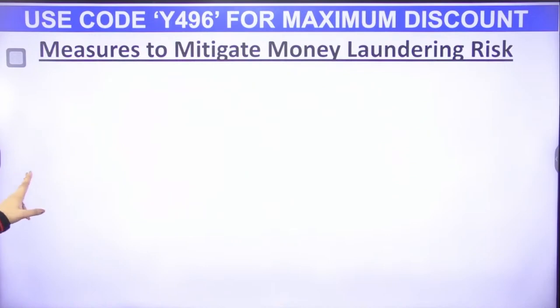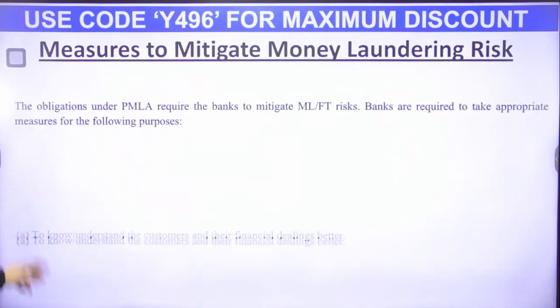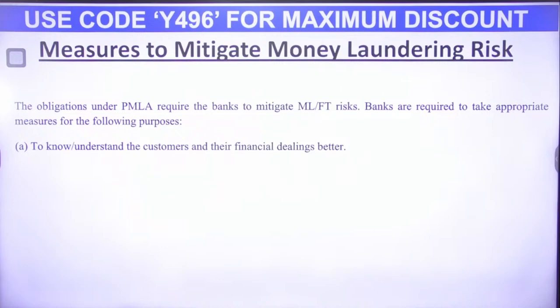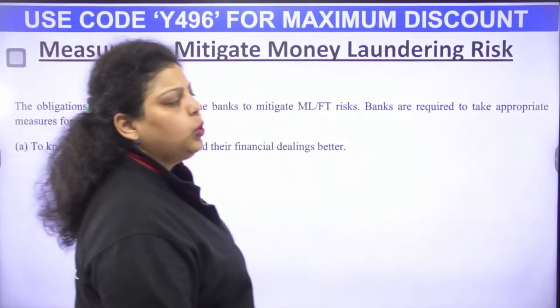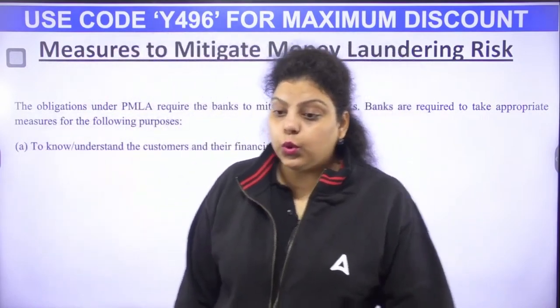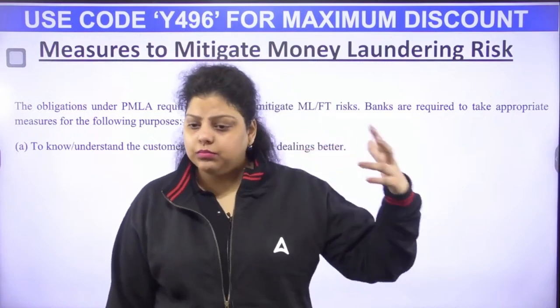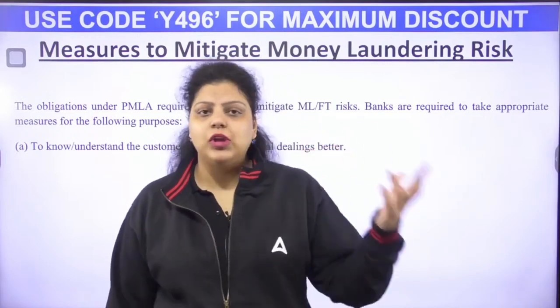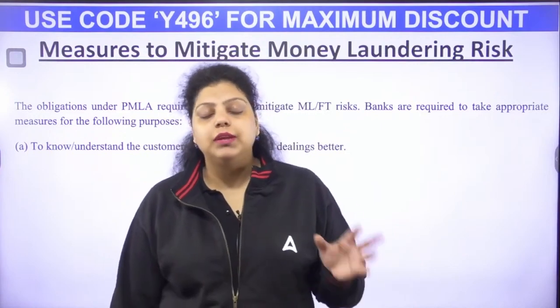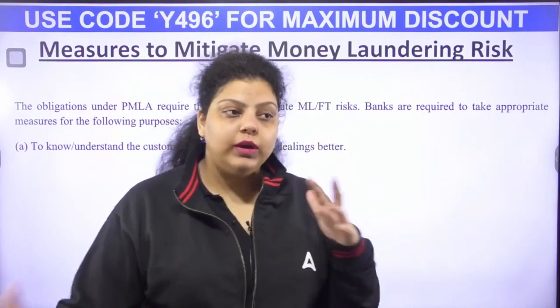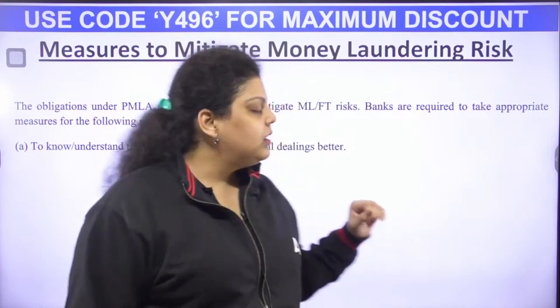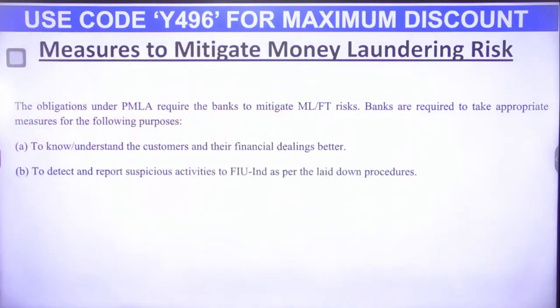Now, what are the measures to mitigate the money laundering risk? First, you have to understand the customer and their financial dealings better. Why are we saying it's important to know your customer? Because if you know your customer, you will easily be able to find out their purchasing behavior, their transaction behavior, wherever they are spending money, what behavior the customer is having. Okay, so it is very important. Then second, to detect and report suspicious activity to the FIU-IND as per the laid down procedure.